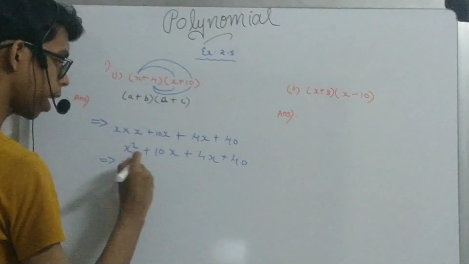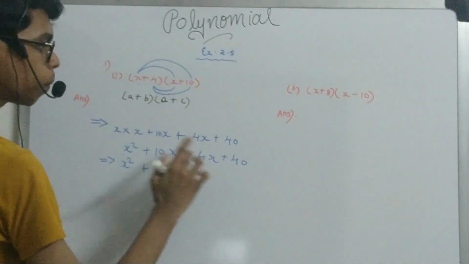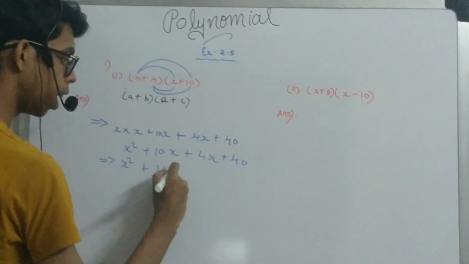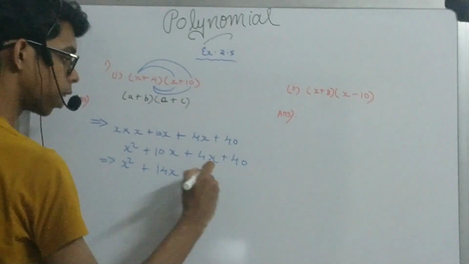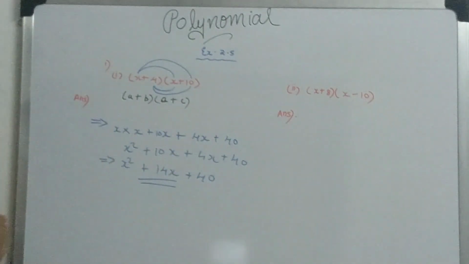From here, 10x plus 4x is 14x, plus 40. So this is your final answer: x square plus 14x plus 40. Just see the question, remember the identity that we have to use, then simplify it like this. I hope it is clear.